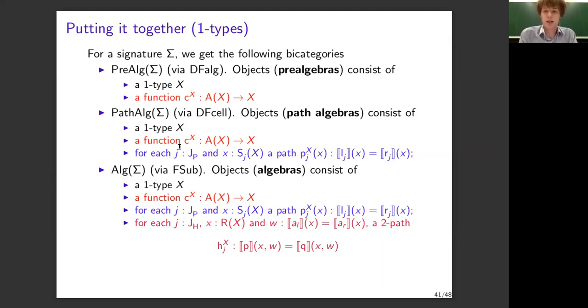And this is done via the full subbicategory because we are working at 1 types. So then we get algebras the way you would expect them from the signatures. So they satisfy the introduction rule you would expect.